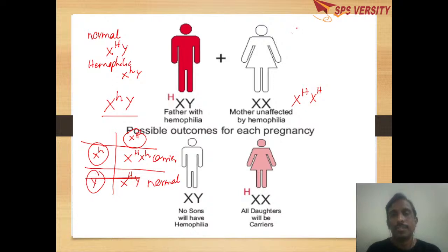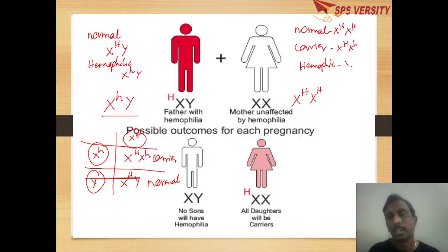But when you come to females, normal, X capital H, X capital H. Carrier, X capital H, X small h. Sufferer, that is suffering with hemophilia, hemophilic female, X small h, X small h. As it is recessive, both alleles should have small letters.